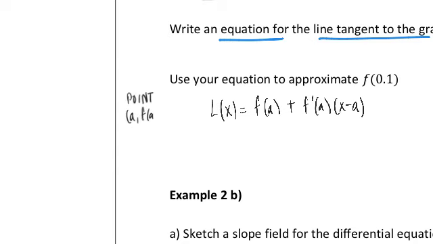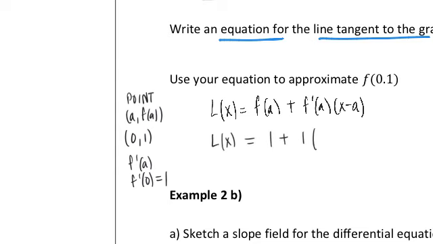So in this case, the point where we drew the tangent line is (0, 1). And then our f prime of a is the slope at that point. So it's f prime of 0 in this case, which was 1. So we'll use that here. Our linear approximation equation is L of x equals 1 plus 1 times (x minus 0). It's that tangent line equation.